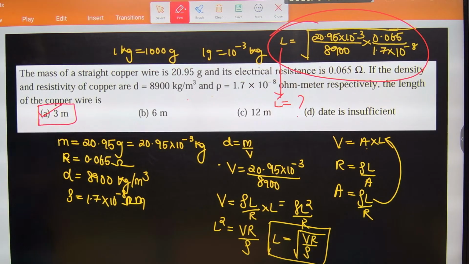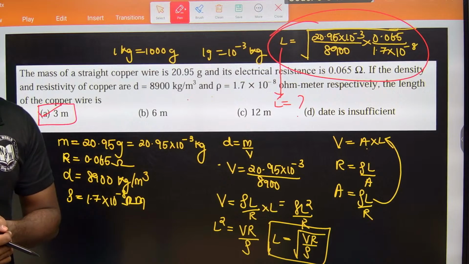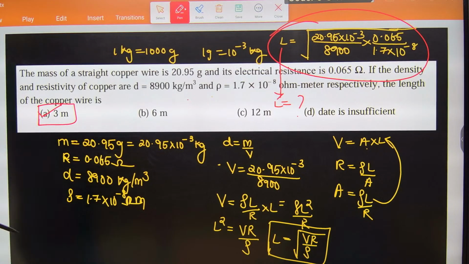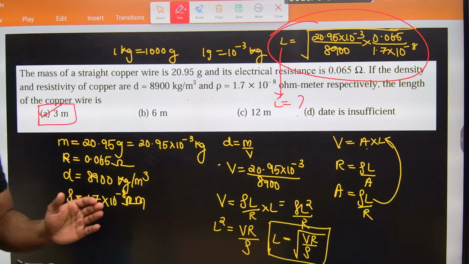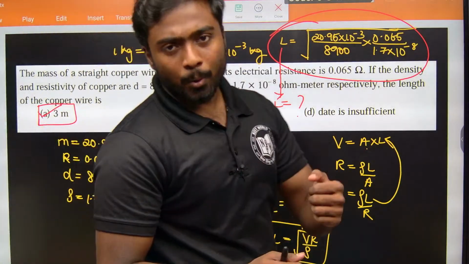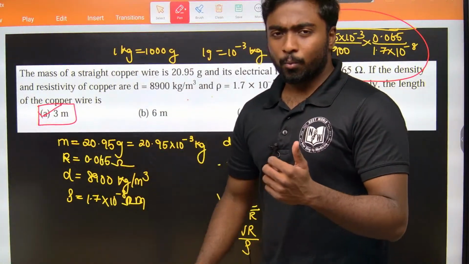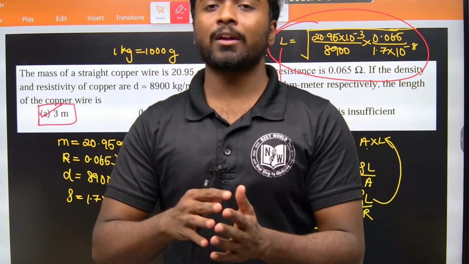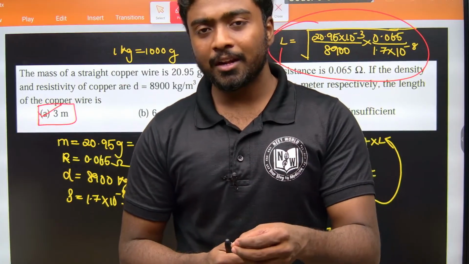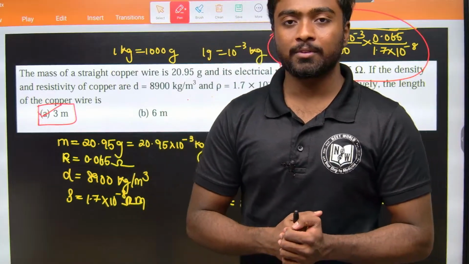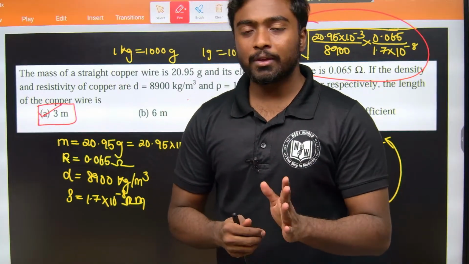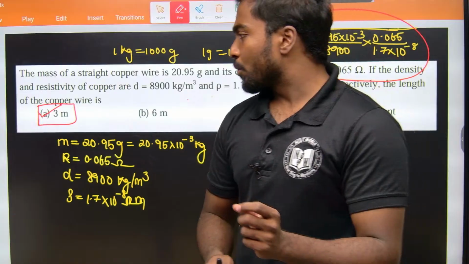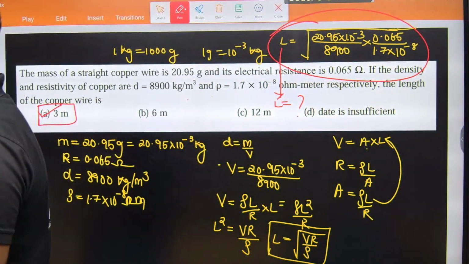Option A is the answer, approximately 3 meter. Fine, so nothing to worry. Whenever a question is given, write the given terms first. Then with the given terms, decide what formula I can use, and with that formula how can I get the unknown terms. That's the main motive of the given question. No need to panic when you see the question.